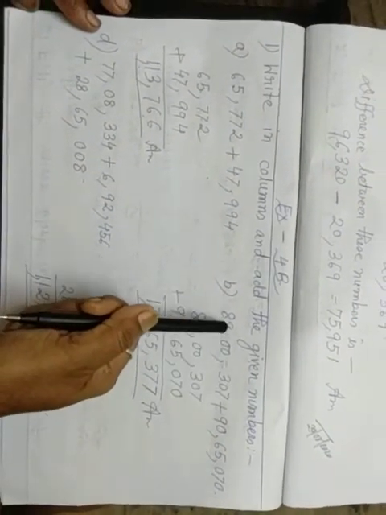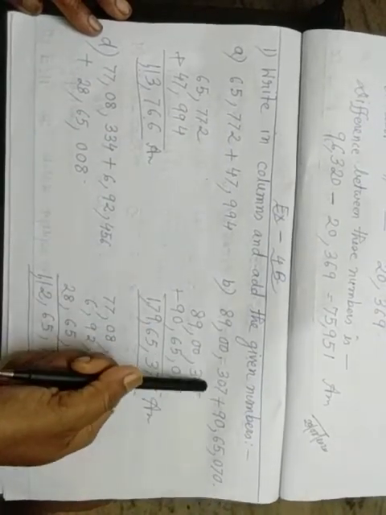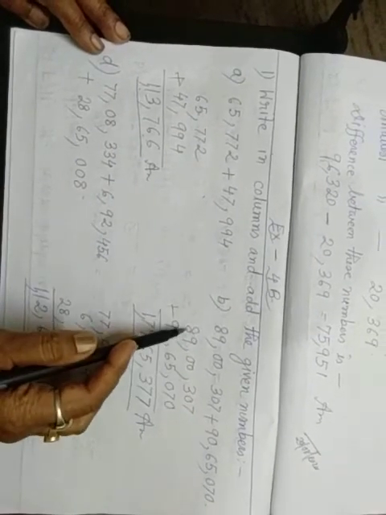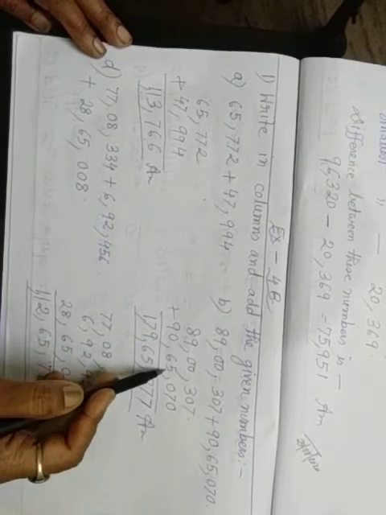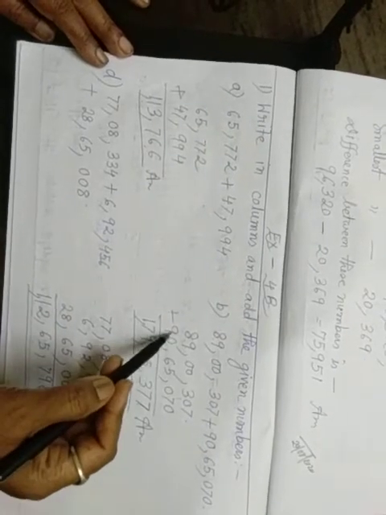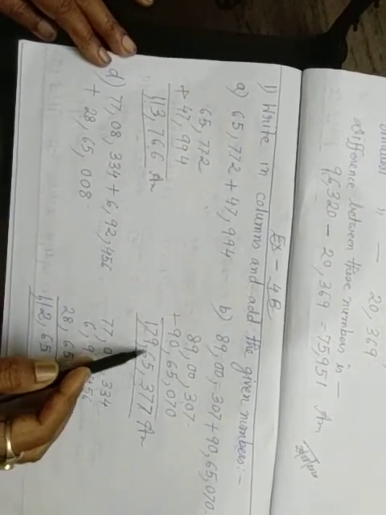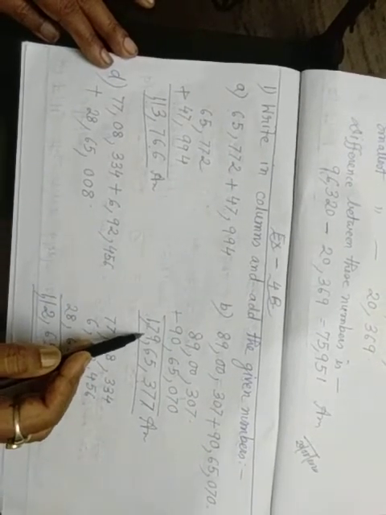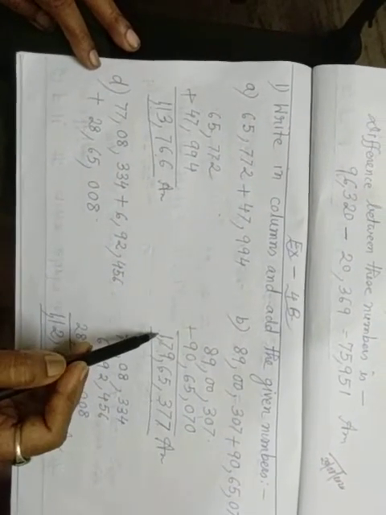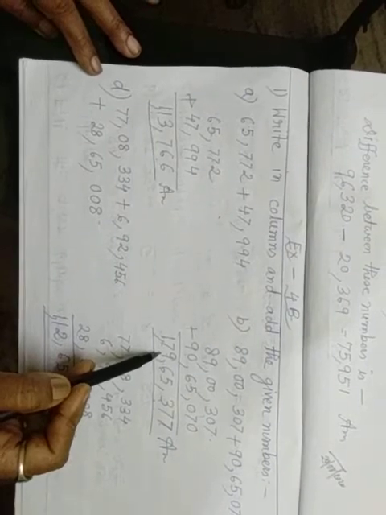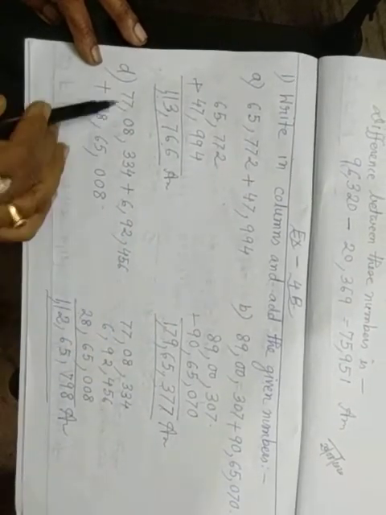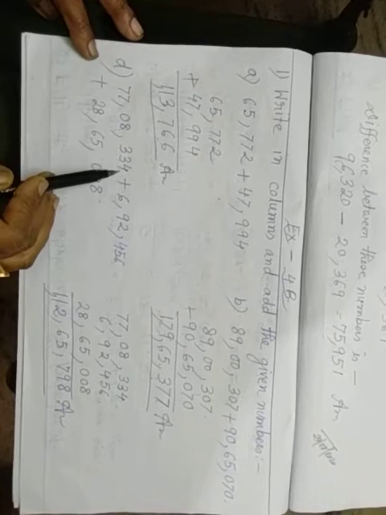Next: 89 lakh 307 plus 90 lakh 65,070. You arrange this in columns: 89 lakh 307, 90 lakh 65,070. Adding, that is 1 crore 79 lakh 65,377. Okay, that is 1 crore 79 lakh 65,377.